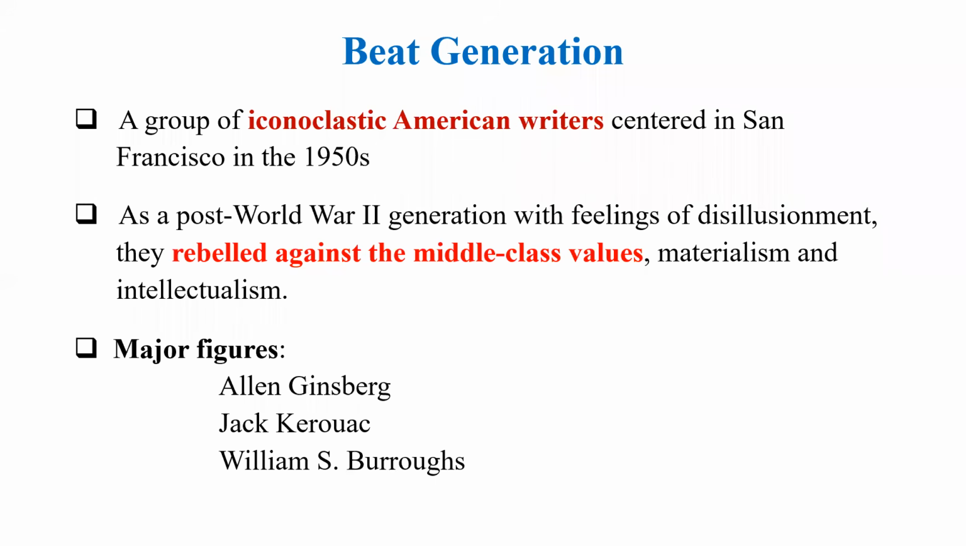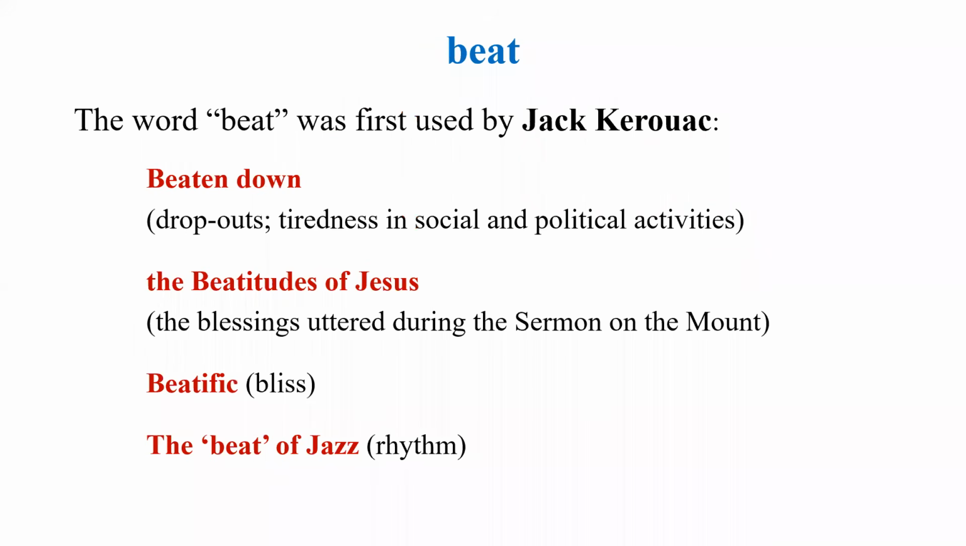They called it automatic writing, like our Coleridge. After taking opium, he wrote Kubla Khan. And they rebelled against the traditional values and materialism and intellectualism. This is the generation that came after World War II. Major figures: Allen Ginsberg, Jack Kerouac, and William S. Burroughs. And the word beat was first used by Jack Kerouac.